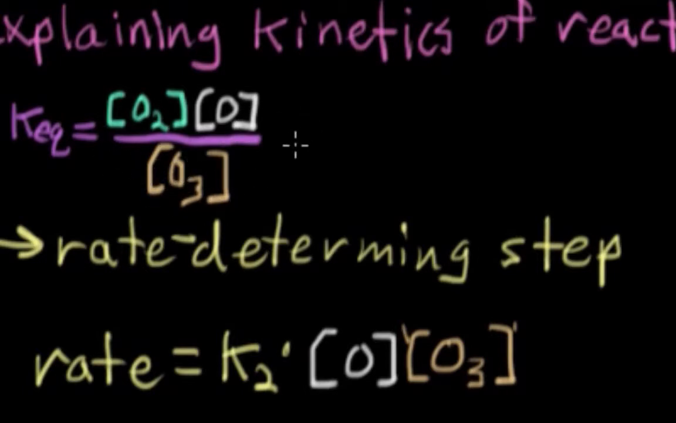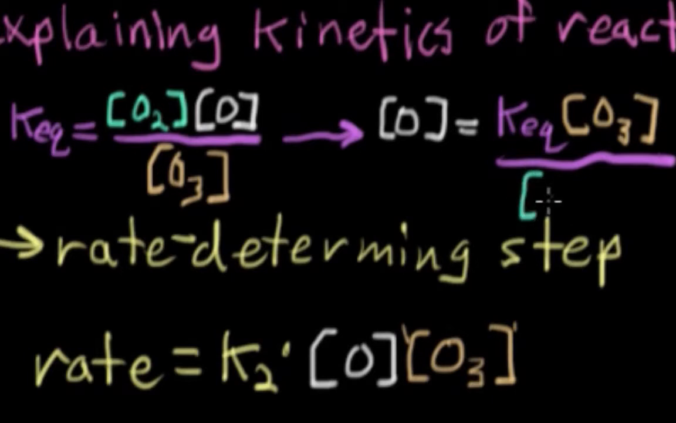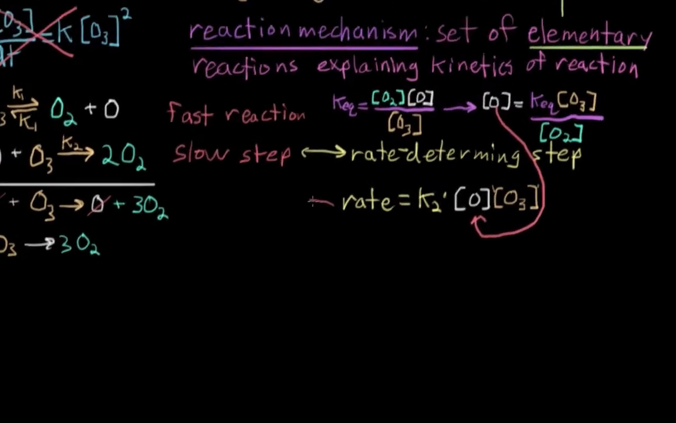So what we're going to do is solve this equilibrium expression for the concentration of oxygen atoms, which is the same concentration of oxygen atom that appears here in our rate law. In doing that, we arrive at the concentration of oxygen atoms is equal to the equilibrium constant, KEQ, times the concentration of ozone molecules divided by the concentration of oxygen molecules. And what I'm going to do with this concentration is plug it into our rate law right here. And so now we can rewrite our rate law.